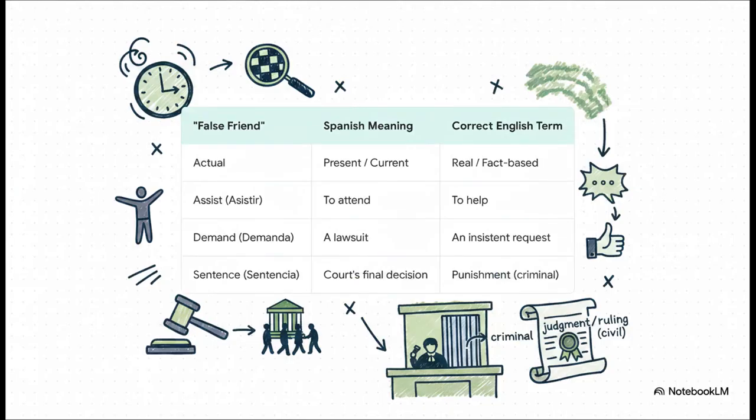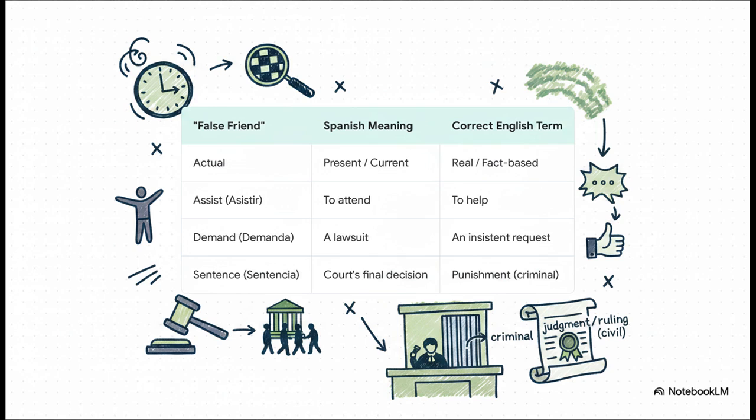In Spanish, actual means current, but in English, actual means real or fact-based. Asistir means to attend something, while in English, assist means to help. A demanda in Spanish is a full-on lawsuit, but an English demand is just a very strong request.